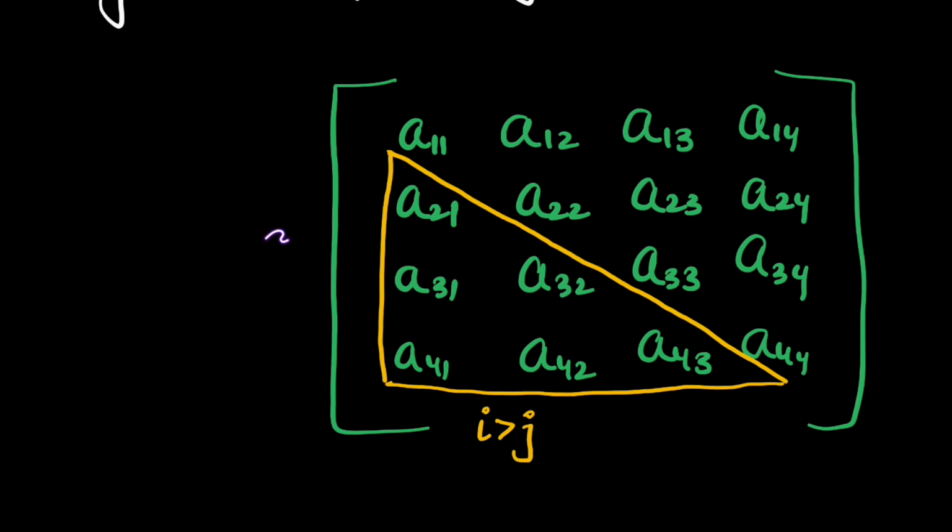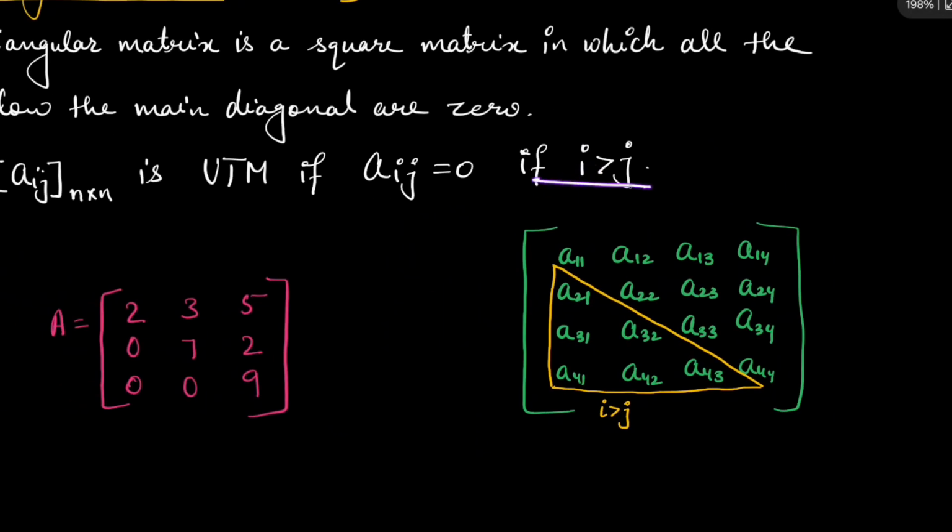Now if you observe, all the elements mentioned in this lower triangle have the ith index greater than j. That means 2 is greater than 1, 3 is greater than 2, 4 is greater than 3, 3 is greater than 1. So all the elements mentioned in this lower triangle satisfy the condition that i is greater than j, and all these elements in an upper triangular matrix will be definitely 0. Aij will be 0 for all these elements since they are satisfying this condition, right?